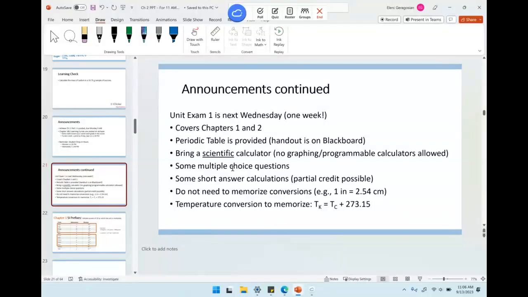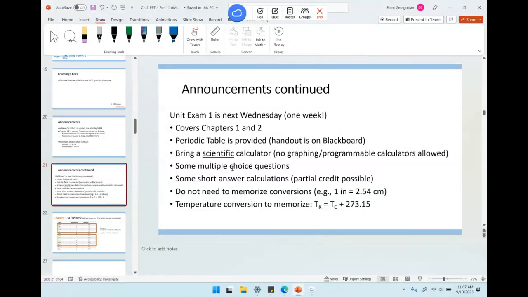There are other classes where you need a scientific calculator. So if you don't have one, get one as soon as possible and use that for your homeworks that you're working on, so you get used to using that calculator. There are going to be some multiple choice questions and then some short answer questions. Short answer questions will be probably just calculations, and then you can earn partial credit on those. So if you set the equation up properly, but you don't end up getting the correct answer, you can still get credit on that.